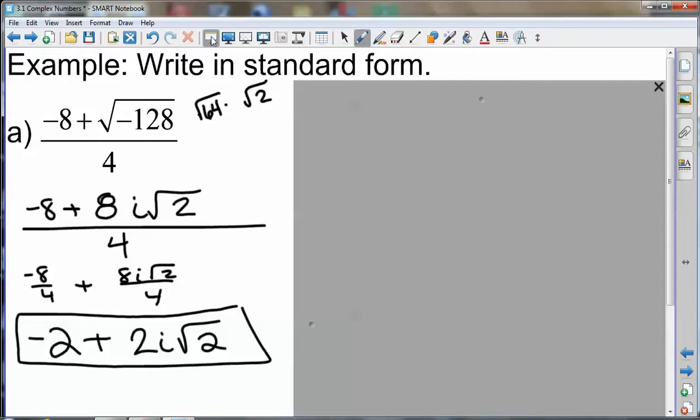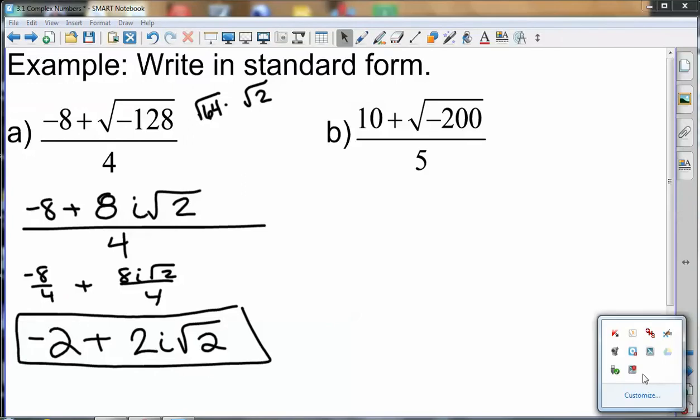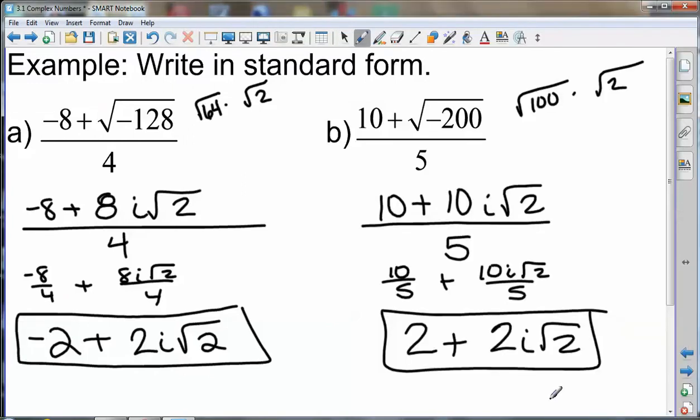Okay, here's your problem. Are we okay with simplifying these expressions? How do you get the 2 plus 2? I divided 10 by 5 for both of them. You need to find the biggest perfect square that goes into it. So your perfect squares are like 4, 9, 16, 25.